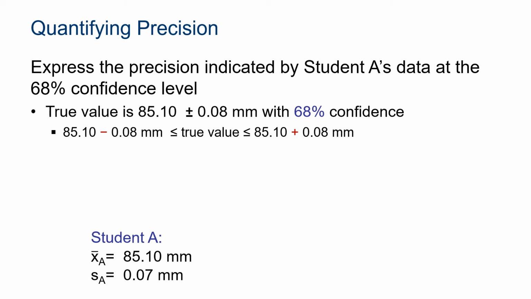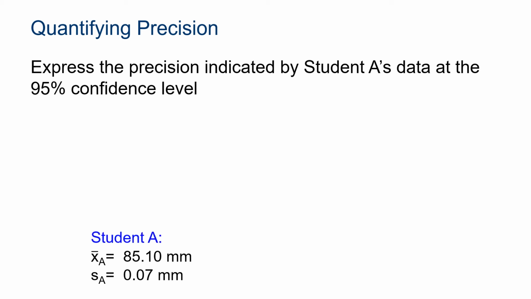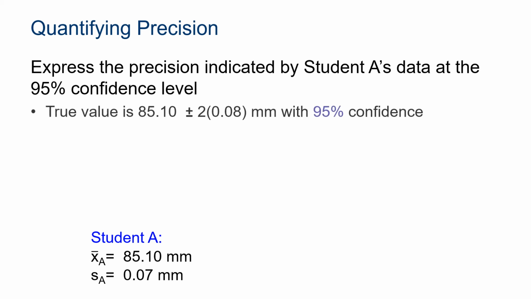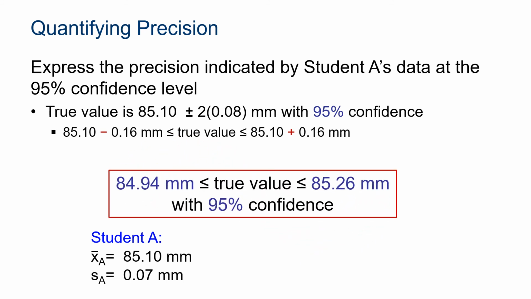This range can also be written as a compound inequality that specifies the minimum and maximum value of the quantity at a given confidence level. Simply subtract the standard deviation from the mean for the minimum value and add the standard deviation to the mean for the maximum value. Follow the same procedure to write a statement indicating the precision with 95% confidence. In this case, you will add or subtract two standard deviations from the mean to obtain the minimum and maximum values in the range. So it should look like that.